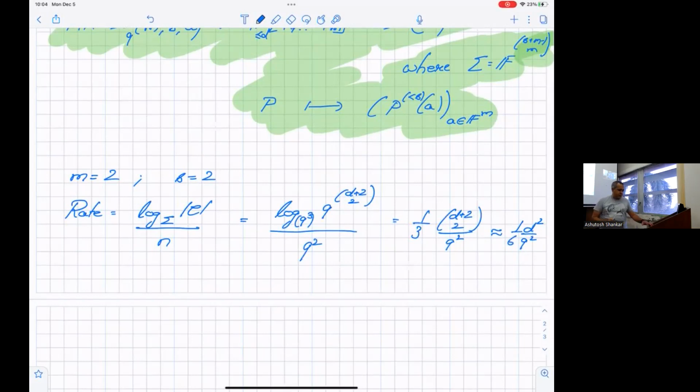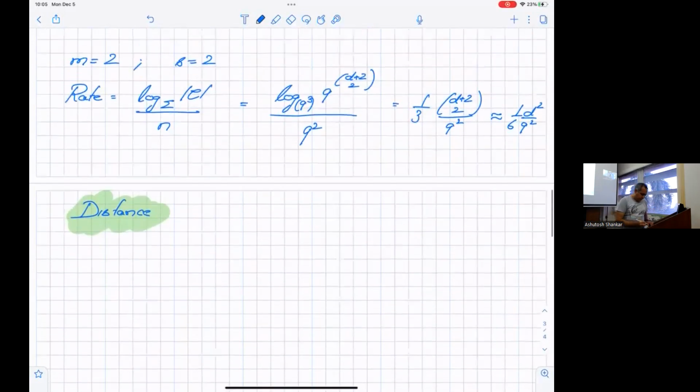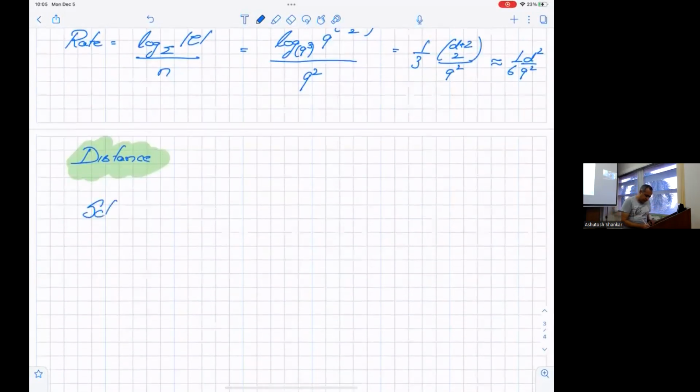Now let's go into distance. Let's now try to understand the distance of the code. So is this calculation okay? Now let's look at the distance. So we need the corresponding Schwartz-Zippel Lemma over here. So what's the Schwartz-Zippel Lemma? I'll first state it, we will see the conclusion of it, and then we'll go ahead and prove it. So let's recall the standard Schwartz-Zippel Lemma.